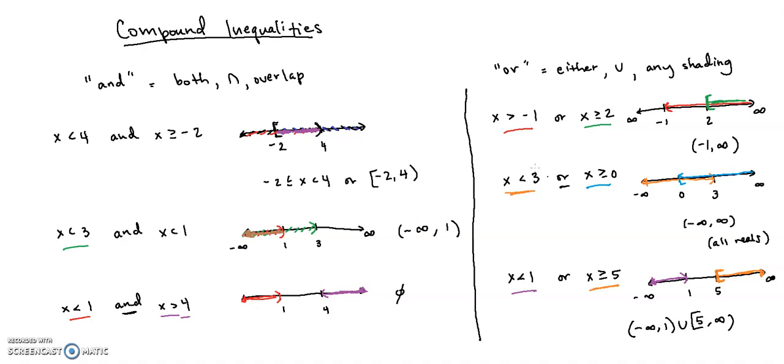Okay, so that takes us through all the possible combinations of answers that you can get for and statements and or statements. So and has to overlap, or is any shading.